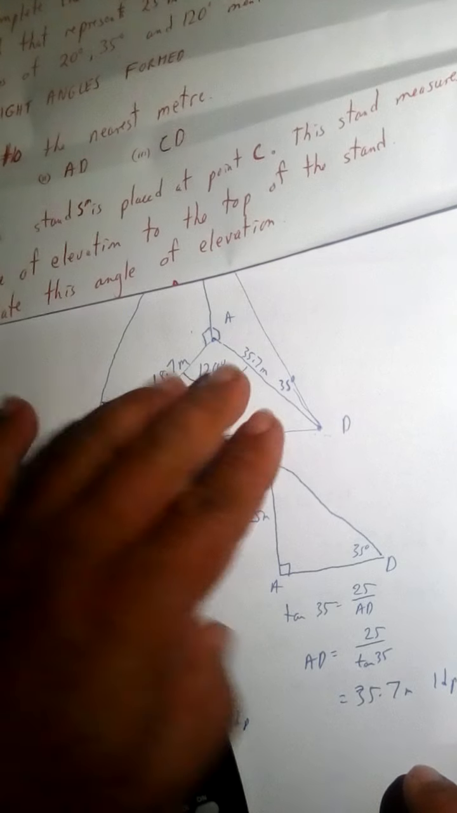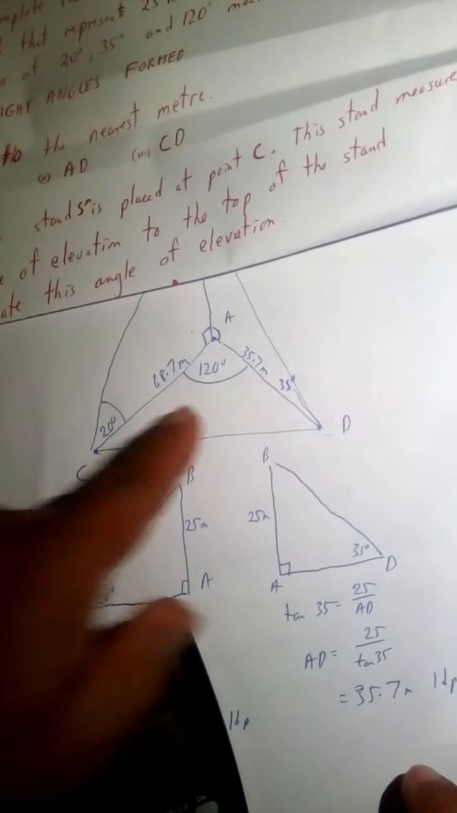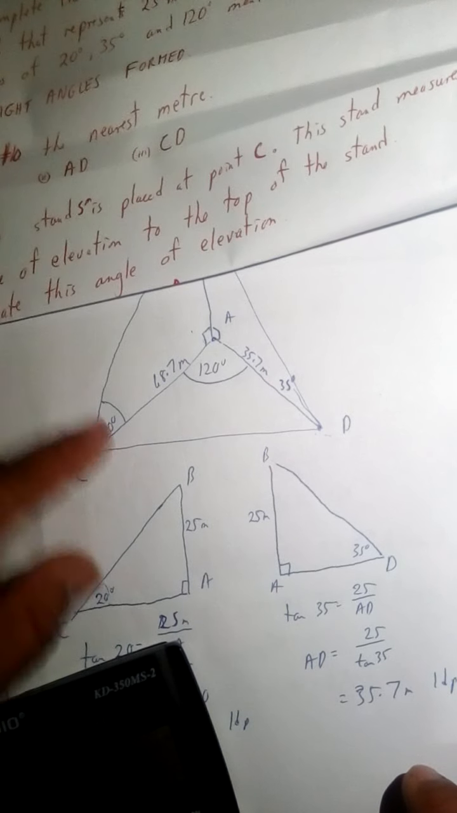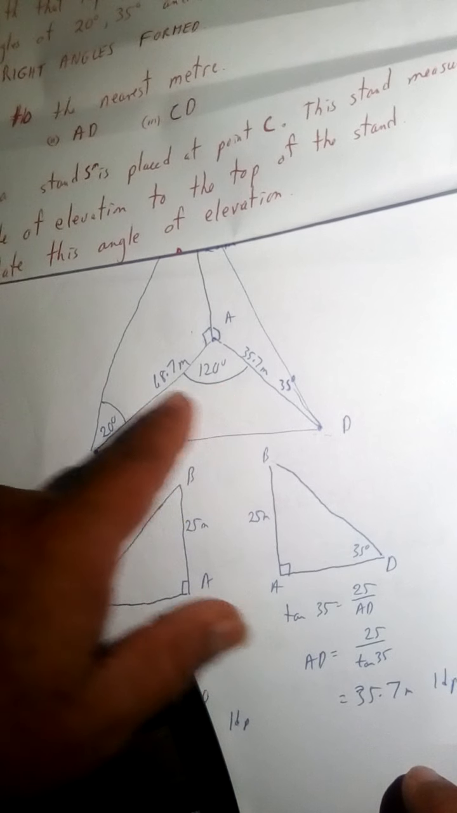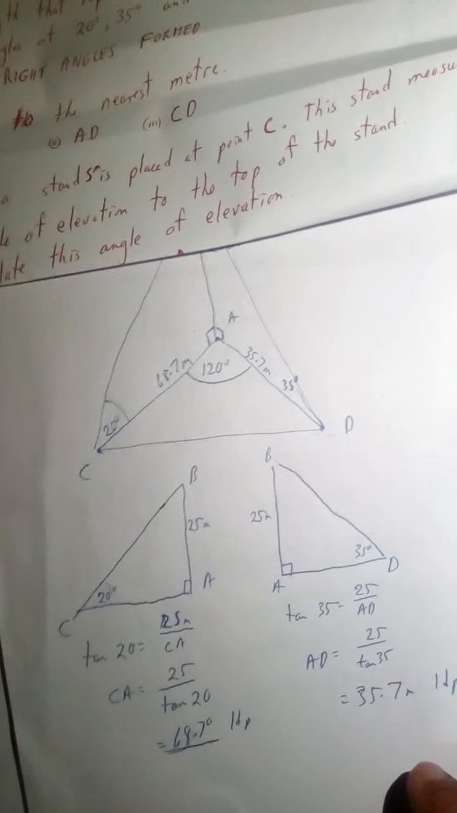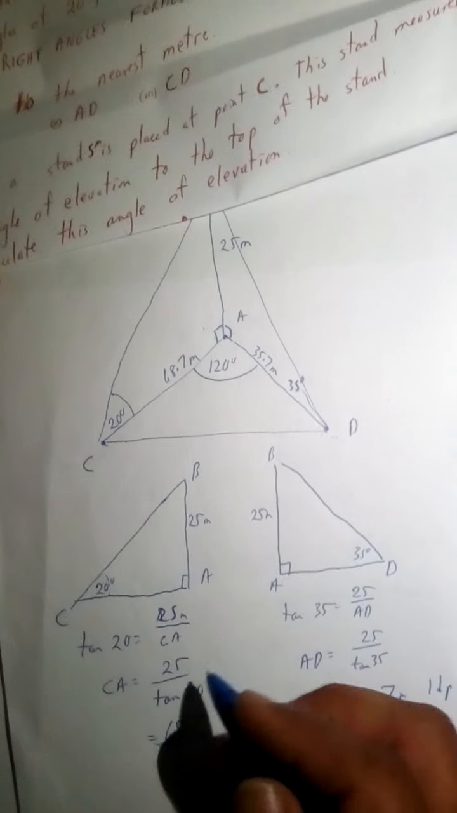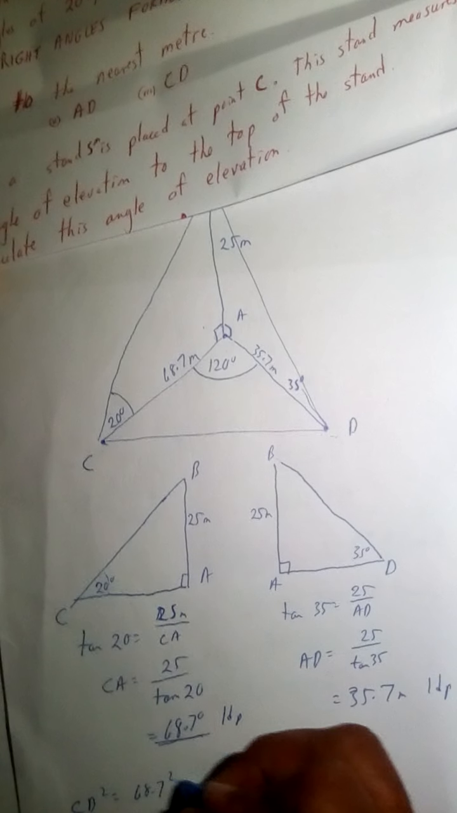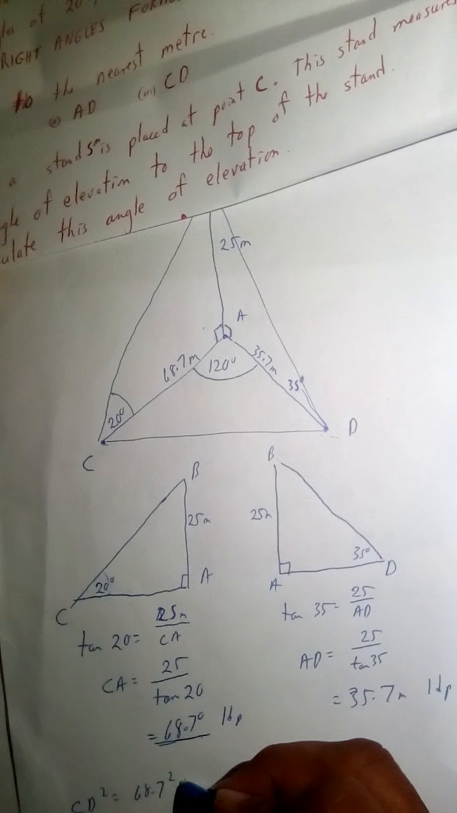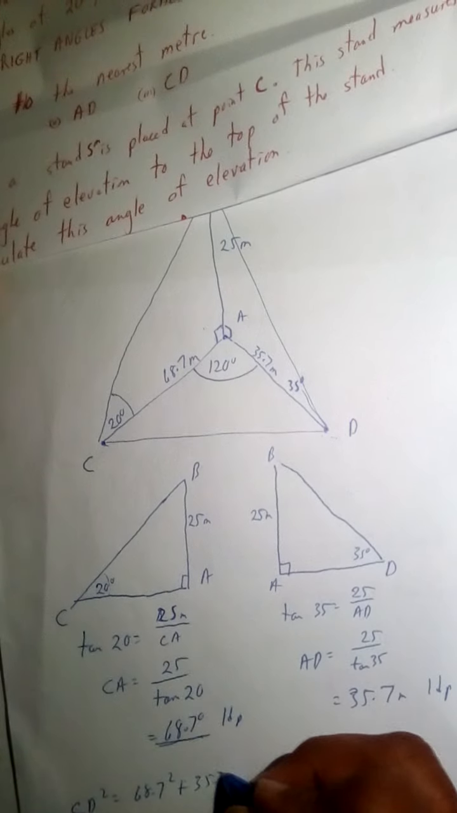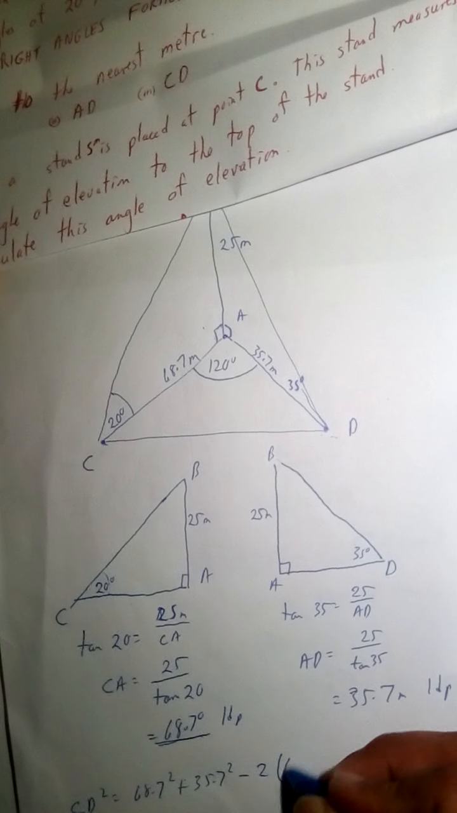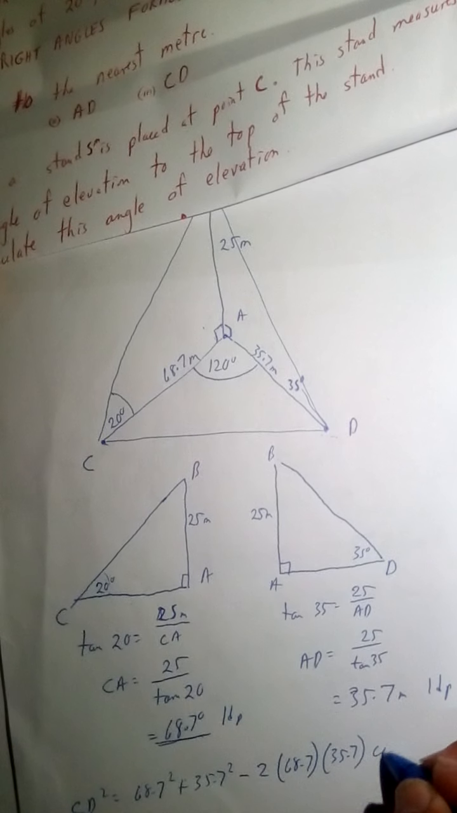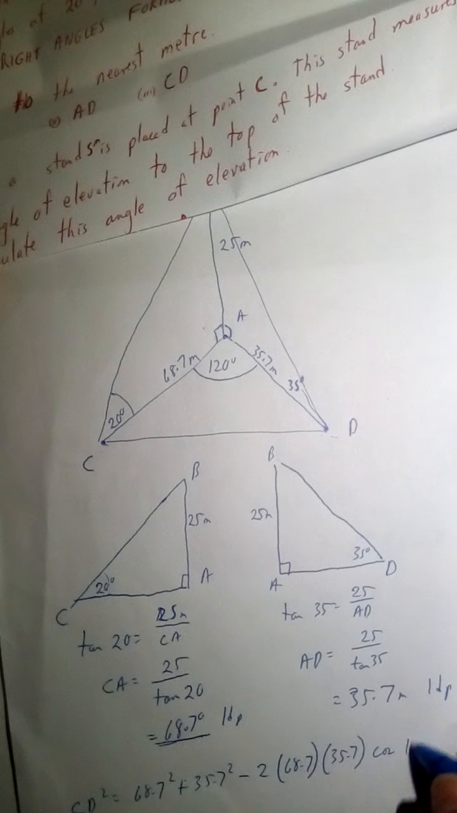So now we can use cosine rule, because we have an angle and sides. Do we have these other angles? No, we don't. So what we can do is use the cosine rule to get this side. So we put in our cosine there based on the information. CD squared equals 68.7 squared plus 35.7 squared minus 2 times 68.7 times 35.7 times cosine the angle of 120.